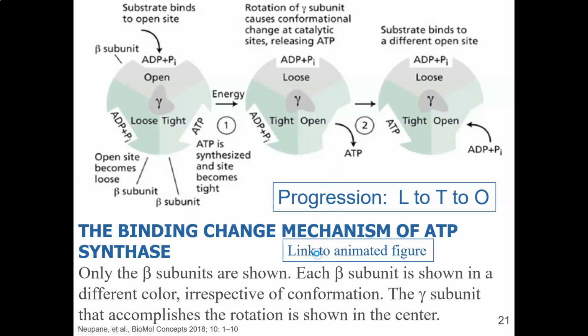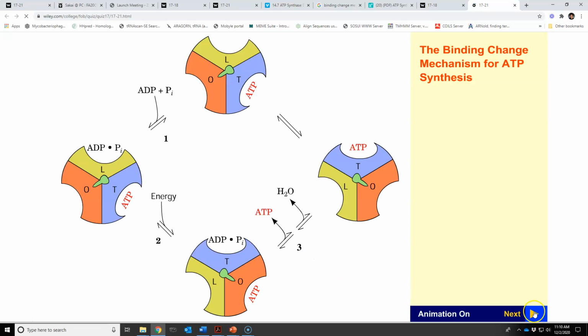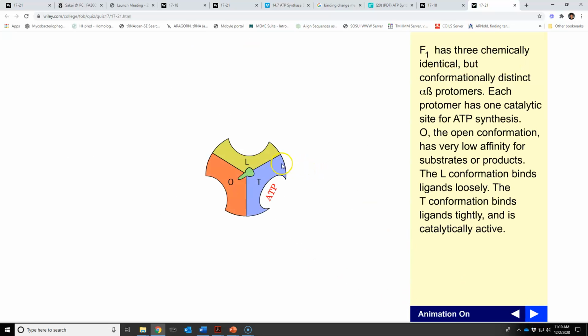I do have an animation right here that doesn't show the complete rotation, but it does show a little bit of what happens. So if we start here, again, we have loose, tight, and open. This is a gamma subunit right here. The gamma subunit is responsible for the rotation that occurs when the protons bind, and is responsible for the change in conformation between the beta subunits.